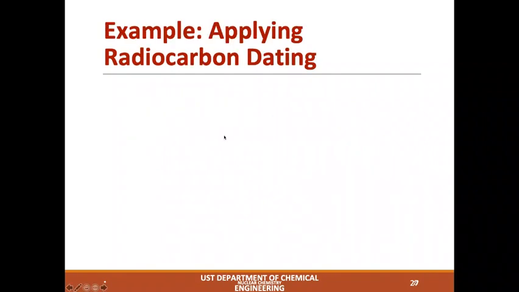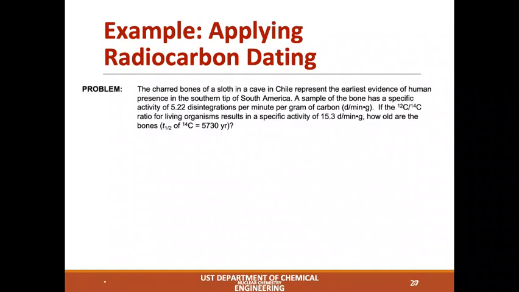To apply our understanding of radiocarbon dating, let's solve this example problem. The charred bones of a sloth in a cave in Chile represent the earliest evidence of human presence in the southern tip of South America. A sample of the bone has a specific activity of 5.22 disintegrations per minute per gram of carbon. If the carbon-12 to carbon-14 ratio for living organisms results in a specific activity of 15.3 disintegrations per minute per gram, how old are the bones? The half-life of carbon-14 is 5,730 years.